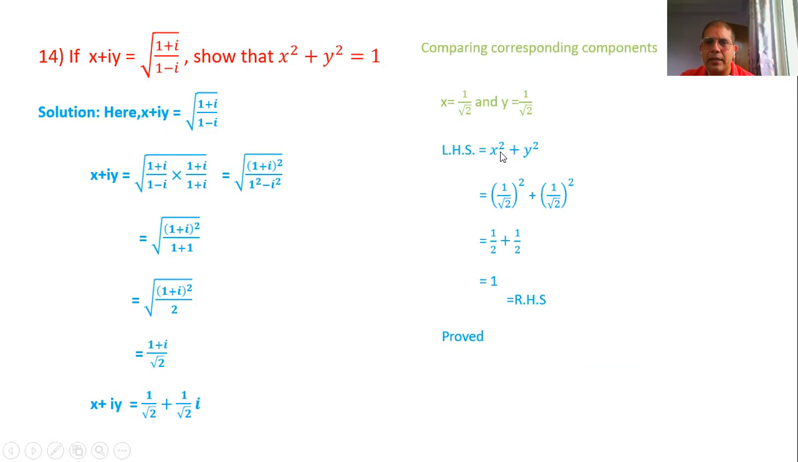Now substitute the value: x square is (1 by root 2) whole square, and y square is (1 by root 2) whole square. It is 1 by 2 plus 1 by 2. It is 1. So RHS is proved. This is a very important question. Don't forget, students. And after this, I want to do the questions related to integral powers.